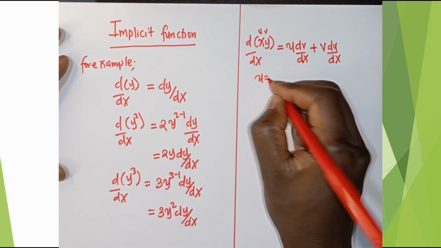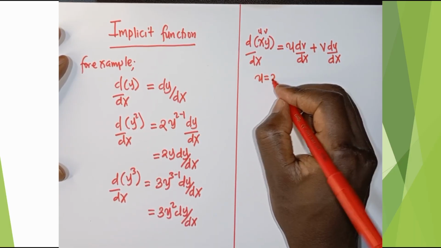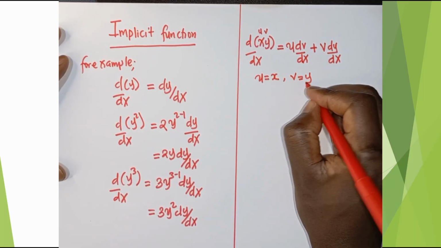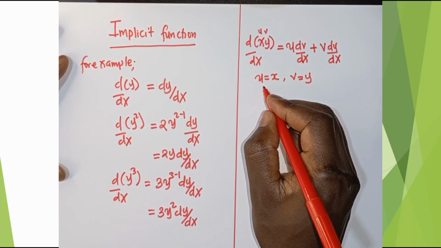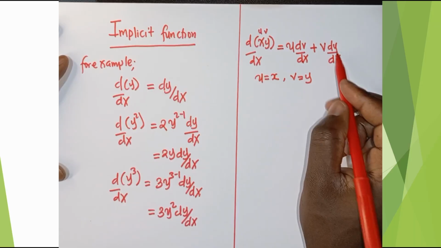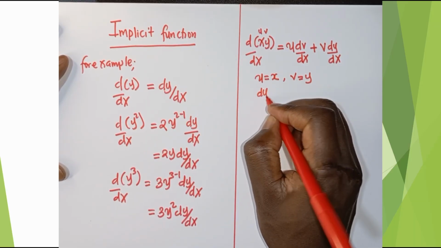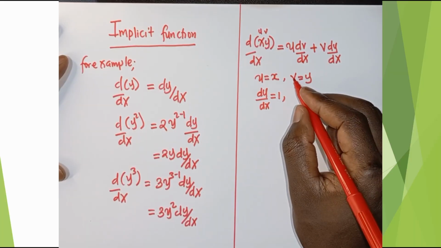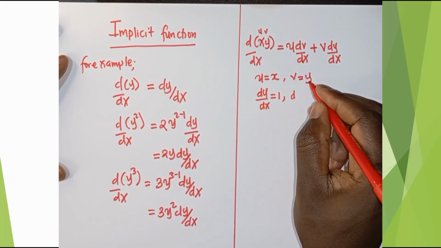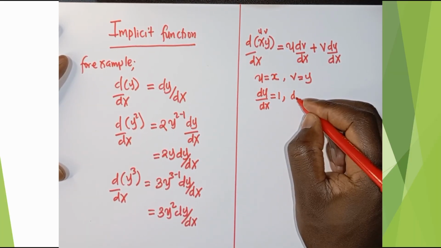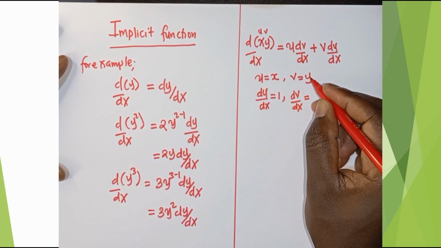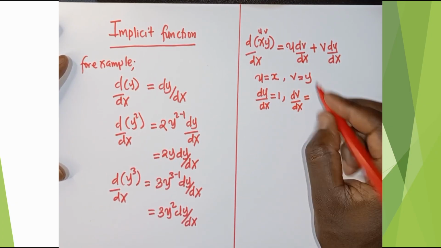We realize that your u is x. And then who is your v? We realize that your v is y. When you differentiate your u to get du dx, when you differentiate du with respect to x, we get 1. And then when you differentiate dv, that is your y, when you differentiate dv dx, you'll get dy by dx.